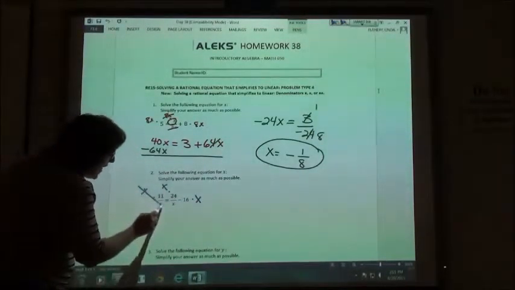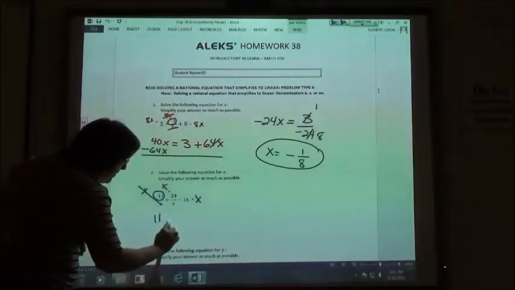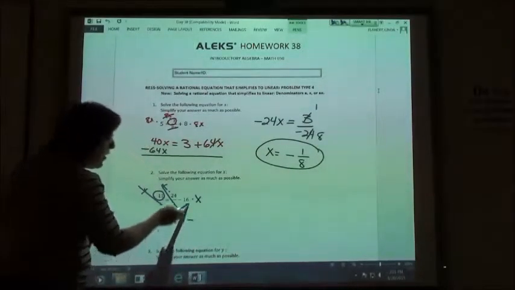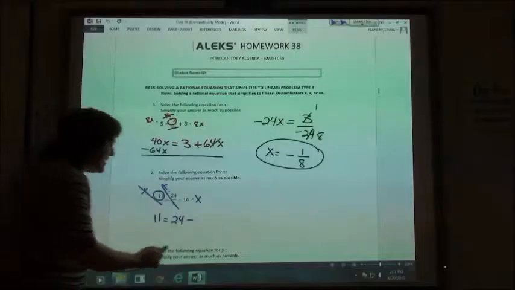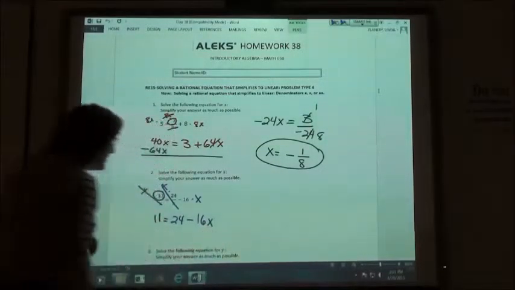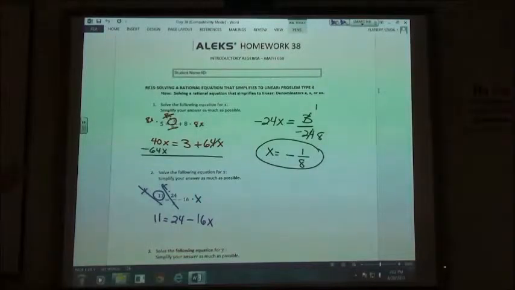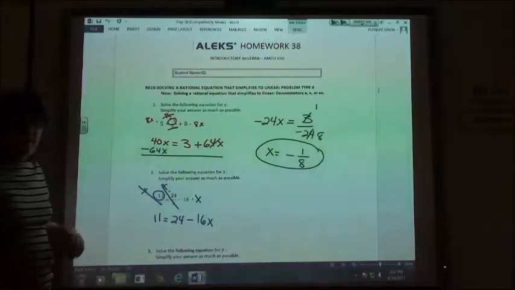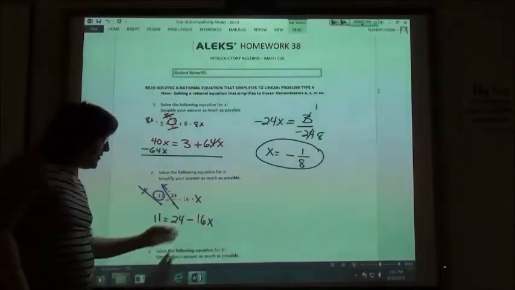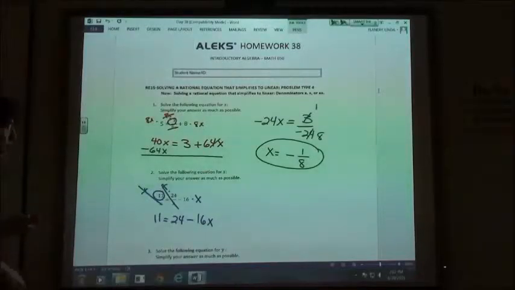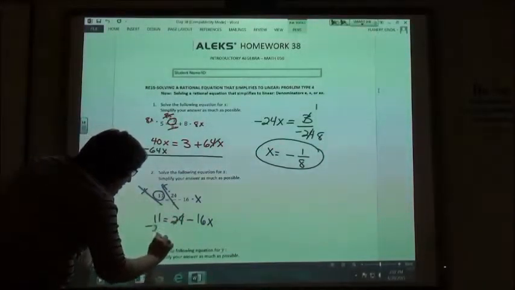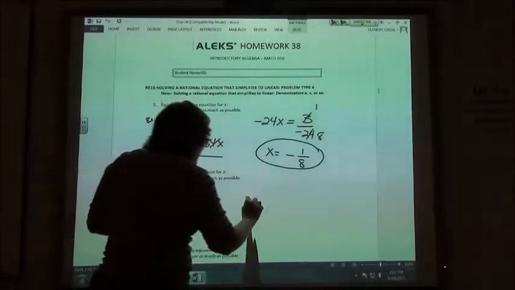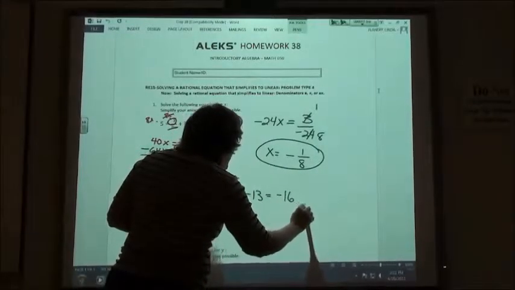Here on my fraction I can cancel the x out, so I just get the 11. Here on my fraction, I can cancel the x out. I just get the 24. Here I don't have a fraction to cancel, so I'm taking negative 16 times x, so I get minus 16x. On this one, I'm going to move my number over here. Since I don't have a variable on the left side, I could move the 16 over and then the 11 over and do 2 steps, but it's a little shorter if I just move my number over. So I'm going to minus my 24. 11 minus 24 would be negative 13 equals my negative 16x.